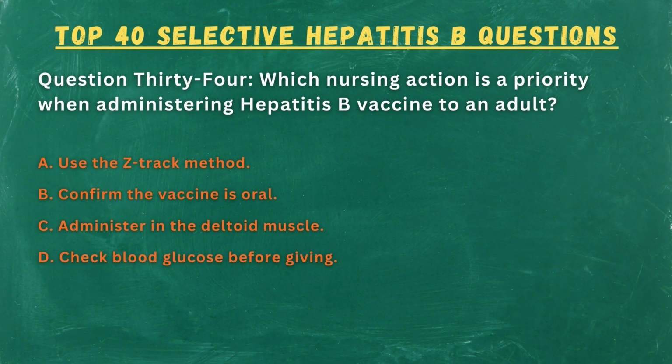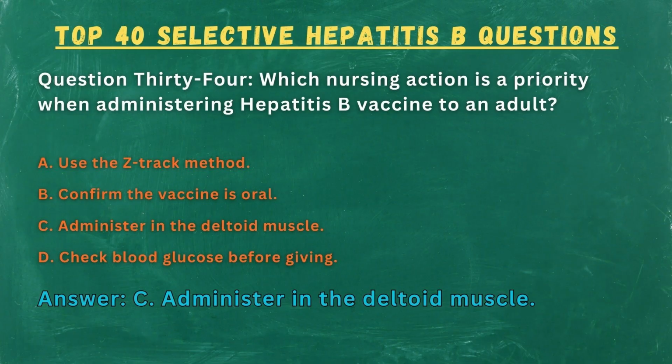Question 34. Which nursing action is a priority when administering hepatitis B vaccine to an adult? A. Use the Z-Track method. B. Confirm the vaccine is oral. C. Administer in the deltoid muscle. D. Check blood glucose before giving. Answer: C. Administer in the deltoid muscle.